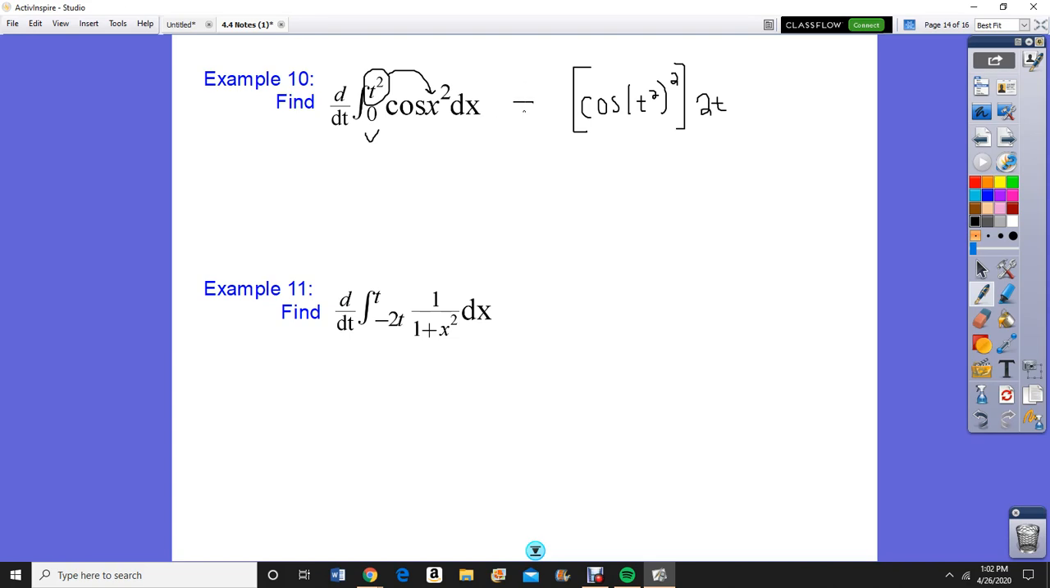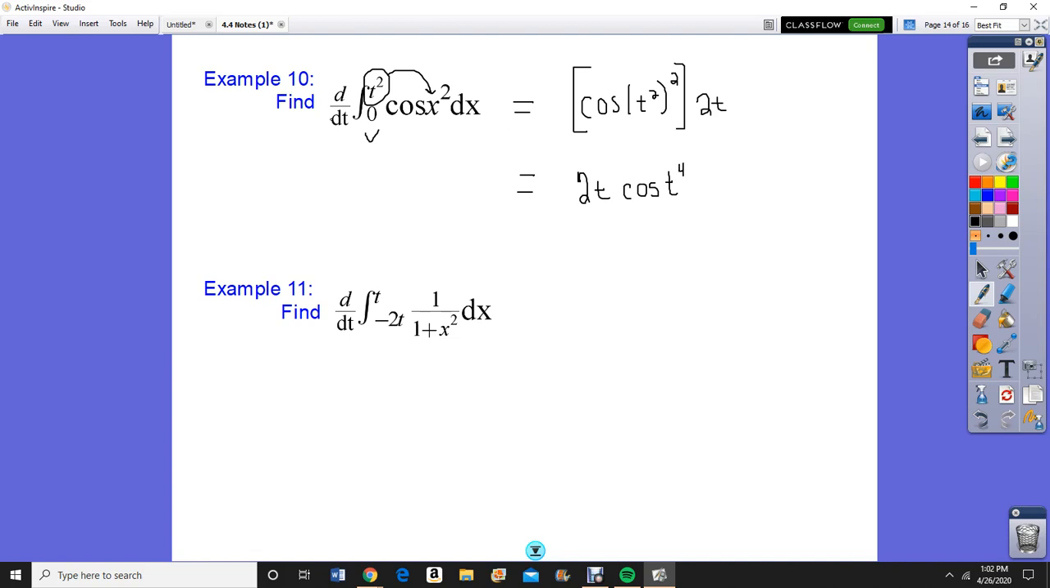My last step is to clean this up and simplify it. I like the 2t brought out into the front so that we don't confuse it with the angle. And t squared, quantity squared there, is going to be cosine, and our angle will be t to the 4th power. And you're done.